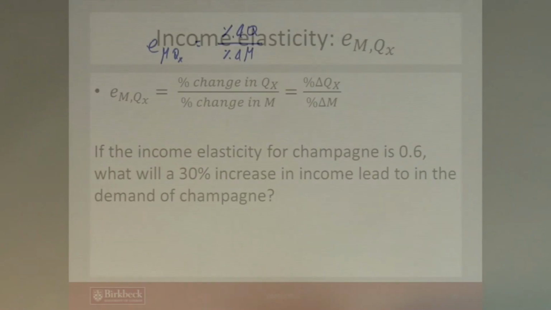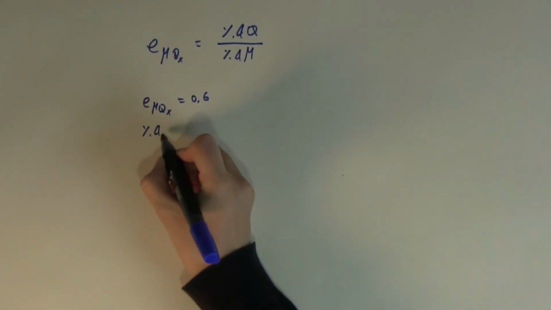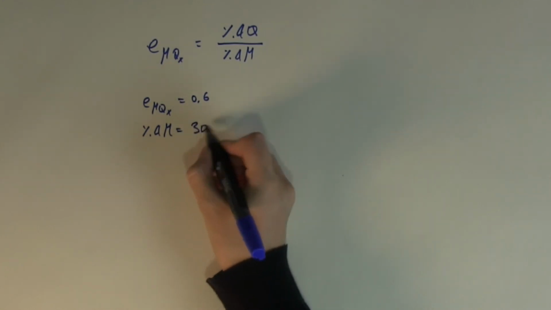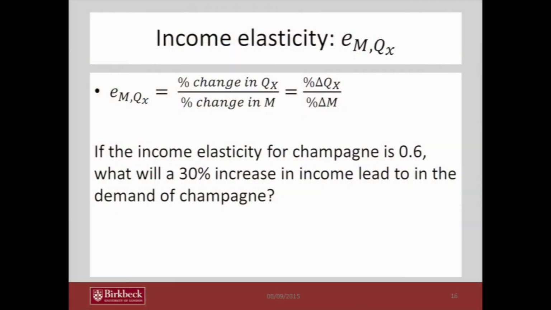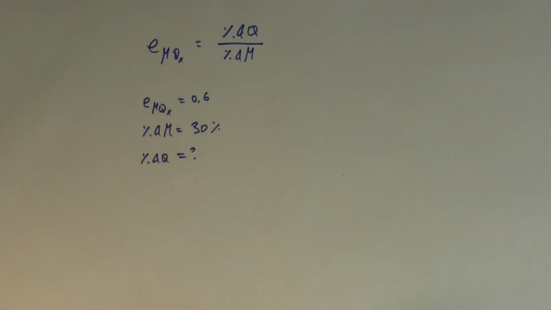So let's look at an example. If the income elasticity for champagne is 0.6, so I know that EMQX equals 0.6, then what will a 30% increase in income, so that's the percentage change in M being equal to 30%, lead to in the demand of champagne? So what is the percentage change in demand of the champagne?